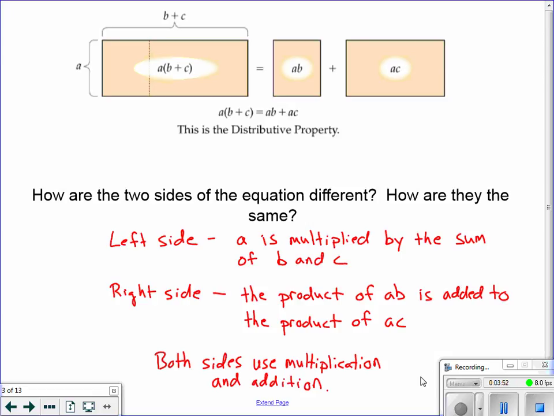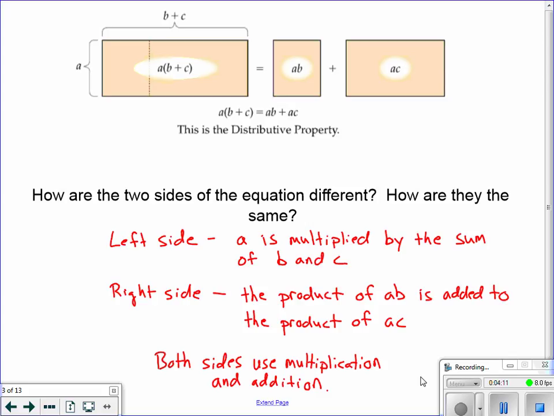So now what we have here is they're just showing the distributive property in a formula, and they're just using areas of rectangles to model it. So what they're doing is breaking it down as, we're splitting up the one big piece into the two smaller pieces. So how are the two sides of the equation different, and how are they the same?